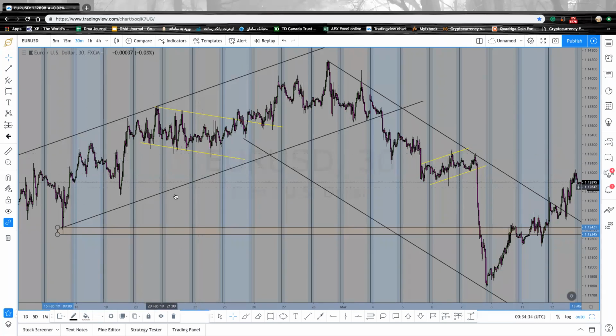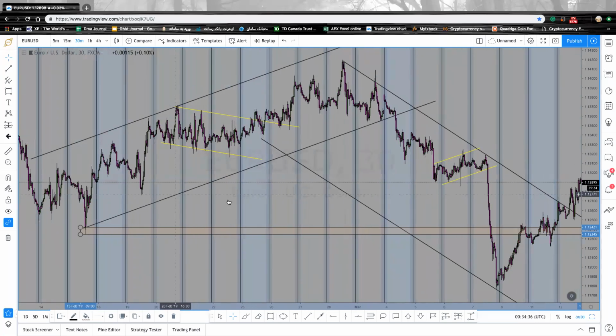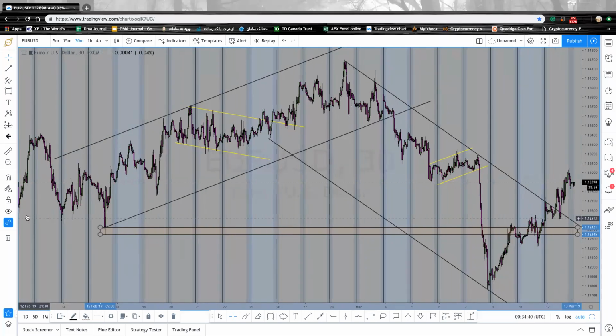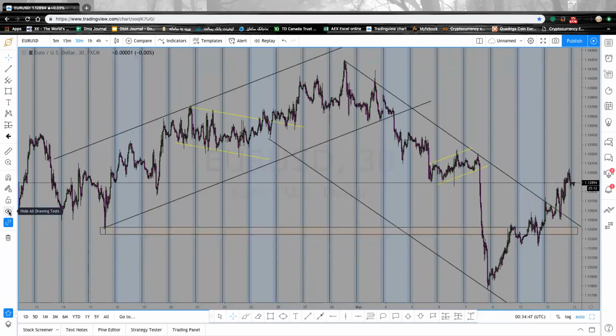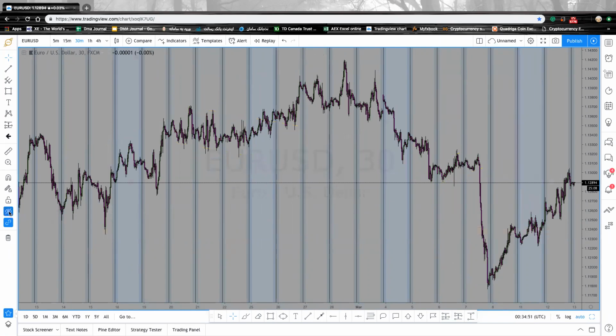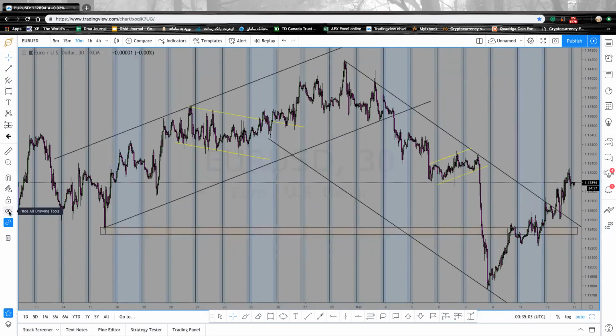You try to train your eyes to see this without drawing. That's the key. You see, I deleted this right now. Can you see it? Or do you need these lines to be here? If you can see it without drawing, that means you are seeing it, you are mastering it. Your eyes are being trained. You're getting the golden eyes if you can see this without even drawing.